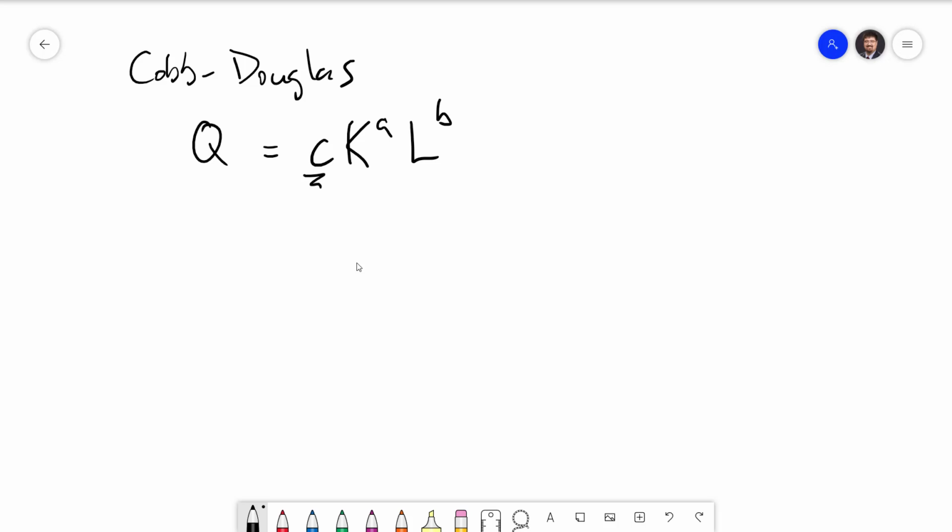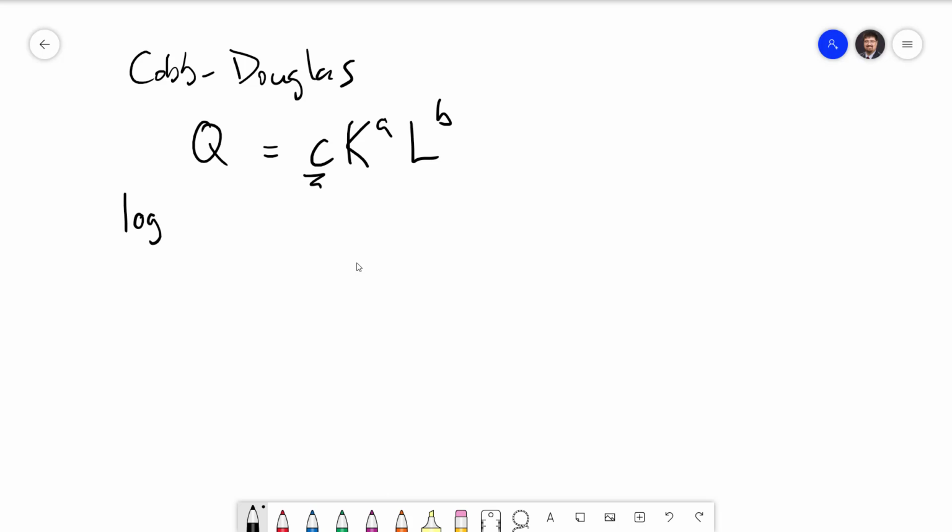Suppose that we wanted to estimate a Cobb-Douglas function with a regression. We can't do that because this function is not linear in terms. It does not look like a normal regression equation. However, we can use the properties of natural logarithms to transform the Cobb-Douglas function into something we can estimate using a regression. What we're going to do here is take the natural log of both sides of this equation.